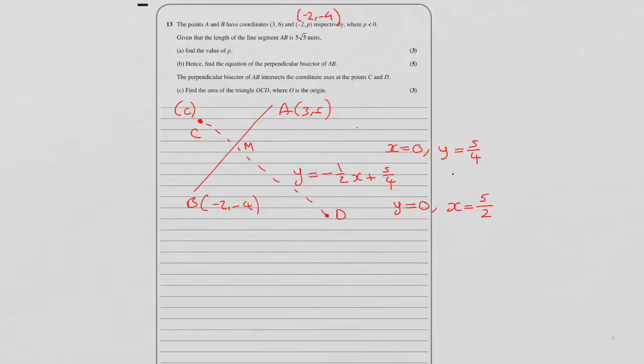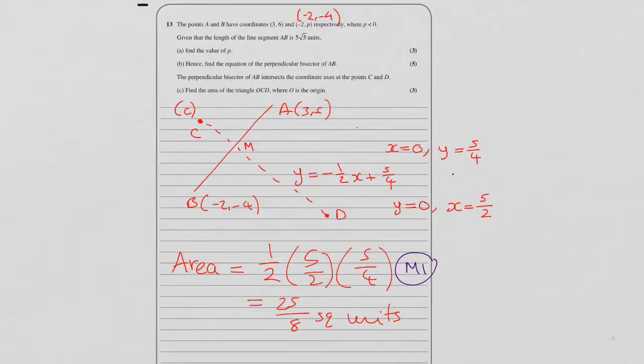Okay, so I got to the point where we worked out the coordinates of C and D. Now all we need to do, because those are the points where it crosses the coordinate axes, the area is just going to be 1/2 times 5/2 times 5/4. So 25/8 square units. And the mark there, you get 1 for working that out. I don't know whether I put that in the last video. 1 for there as well, and 1 for the final area.